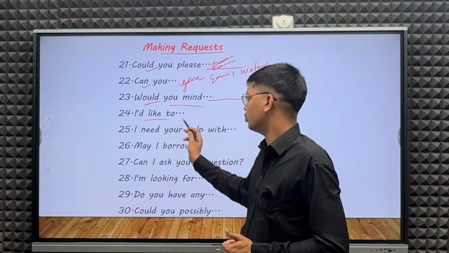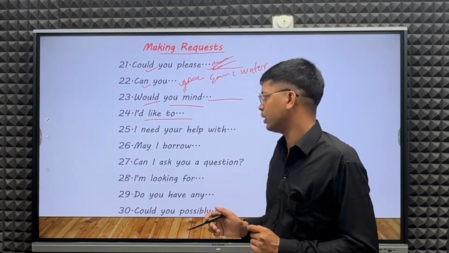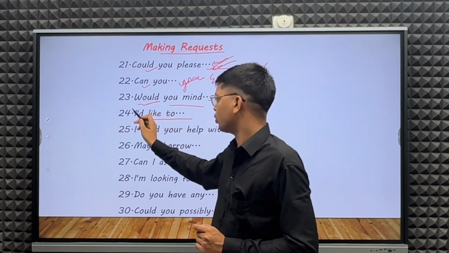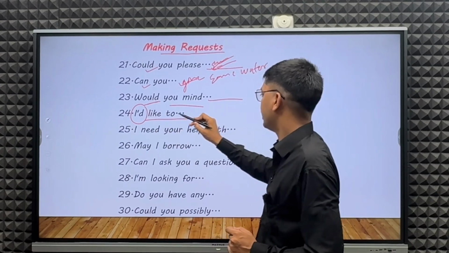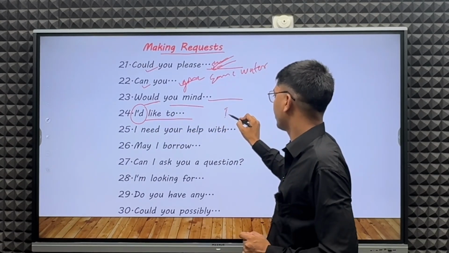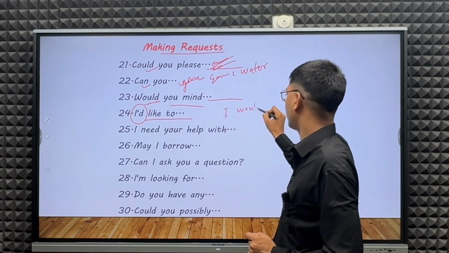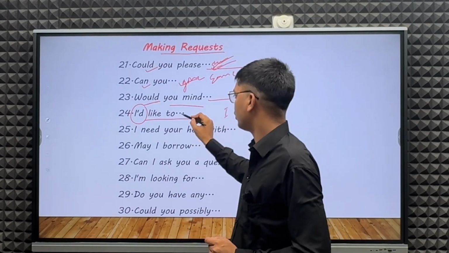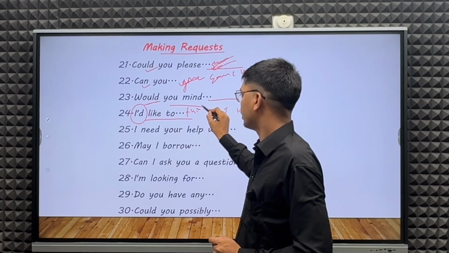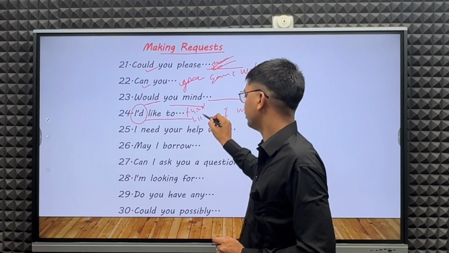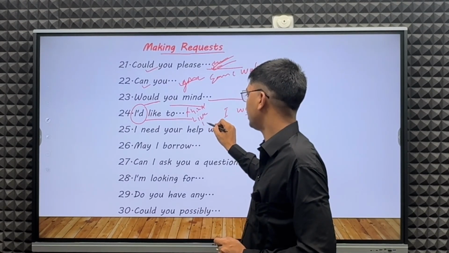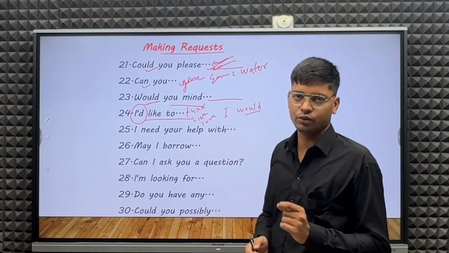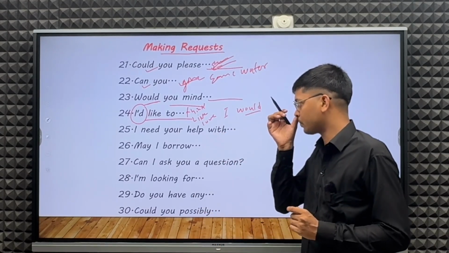I would like to. Here is the contraction form, I would. I would like to think. I would like to love. So you can use these types of sentences also.